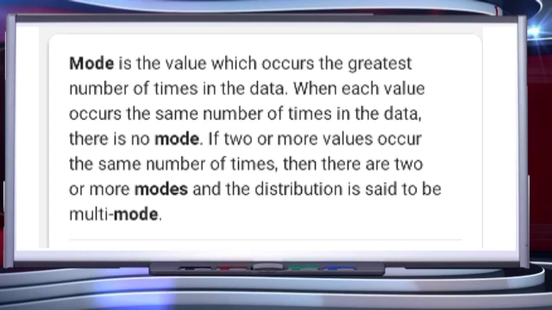Students, mode is that value which occurs the greatest number of times in the data. When each value occurs the same number of times, then we say that there is no mode. If two or more values occur the same number of times, then there are two or more modes and the distribution is said to be multi-modal. So mode is that value of the data which occurs the maximum number of times. Here, because it is grouped data, the value of xi where the maximum frequency is there will become the mode of the data.